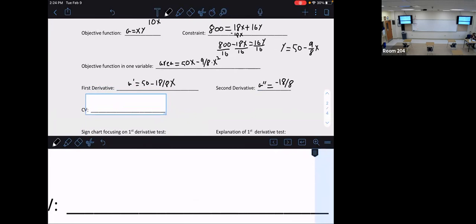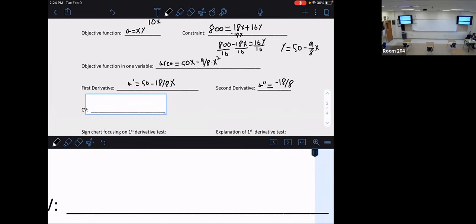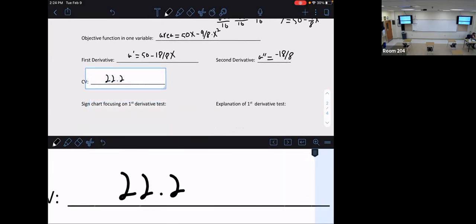Okay, Wyatt, how do I get the CB? You take the first derivative and set it equal to zero. Zero. You remember, right? That's awesome. Okay, so I think I got 22.2. That's going to be your CB, so that's your x equals. So Ben, write down x equals just so we know which variable it is.